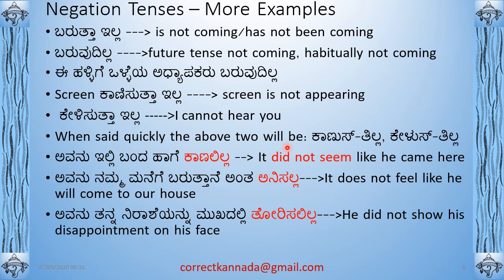Okay, negation tenses, more examples. Here, barutta illa, is not coming, has not been coming, right? Neeru, ನಮ್ಮ ಮನೆಗೆ, ಕಾವೇರಿ ನೀರು ನಮ್ಮ ಮನೆಗೆ ಬರುತ್ತಾ ಇಲ್ಲ means is not coming or has not been coming. Then you will use ಬರುತ್ತಾ ಇಲ್ಲ. ಬರುವುದಿಲ್ಲ, again, future tense, not coming, habitually not coming.